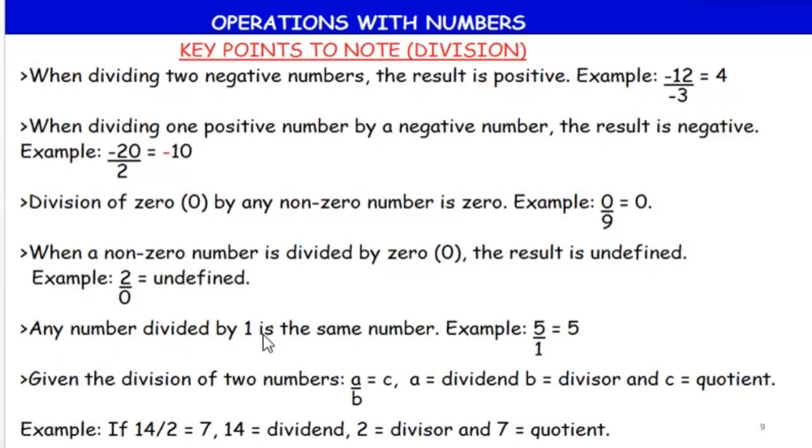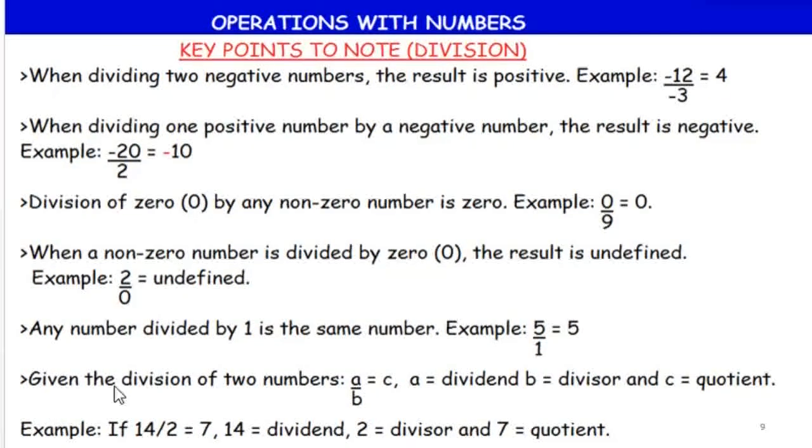Any number divided by 1 is the same number. So 5 divided by 1 is still 5. 1000 divided by 1 is 1000. -5 divided by 1 is -5. So any number divided by 1 is the number itself. Whenever you have a number being divided by 1, the 1 being the denominator does not make any difference to the number. Alright, so that is that for this principle.